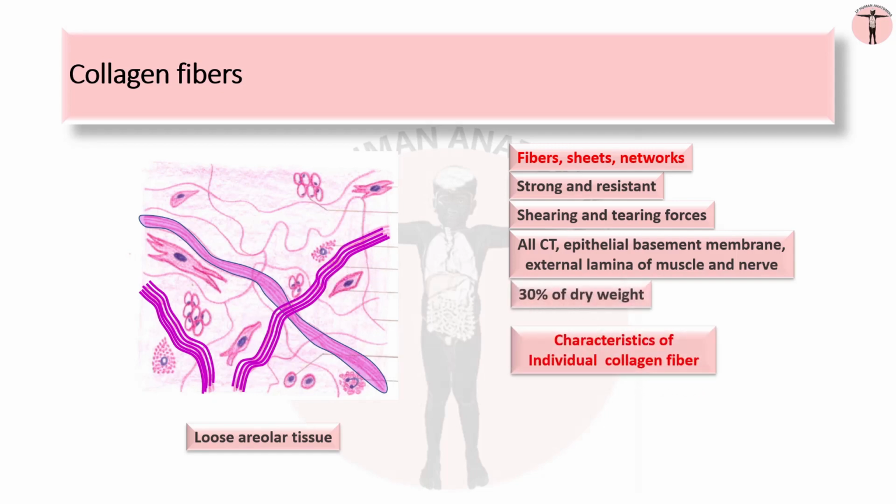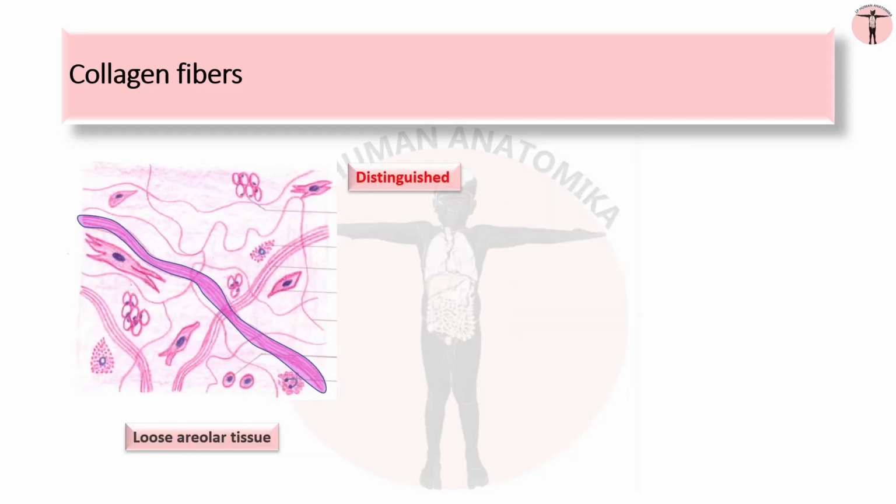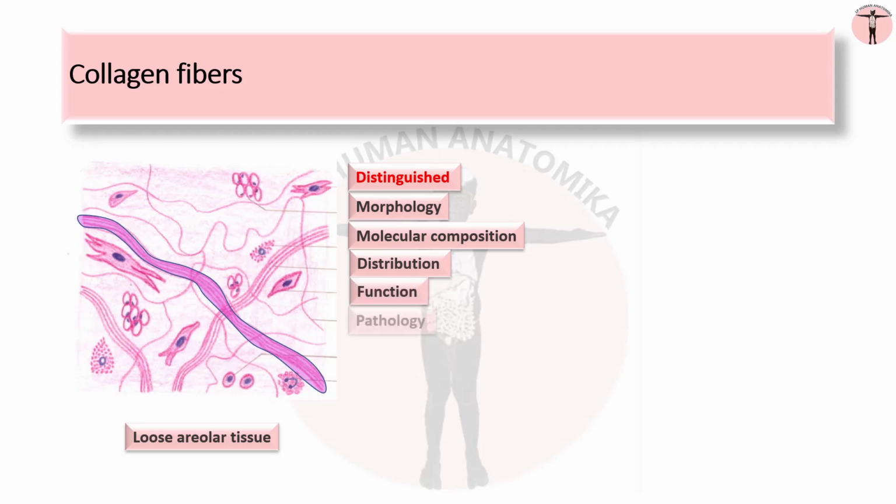A characteristic feature of an individual collagen fiber is that it does not branch and is thick and wavy. It is made of protein subunits called tropocollagen. Collagen fibers are eosinophilic in nature, that is, they take up pink or eosin stain. Collagen fibers are distinguished by their morphologic characteristics, molecular compositions, distribution, function, and pathologies.